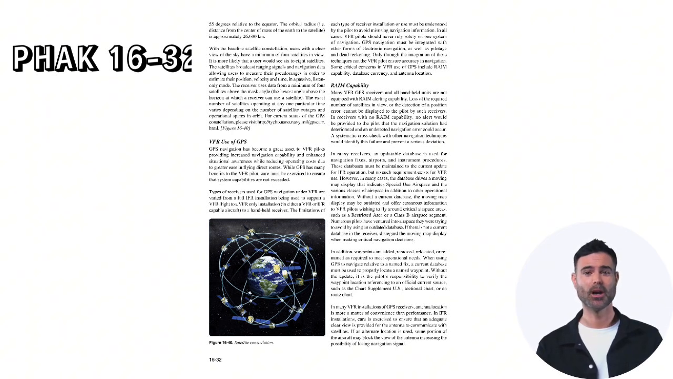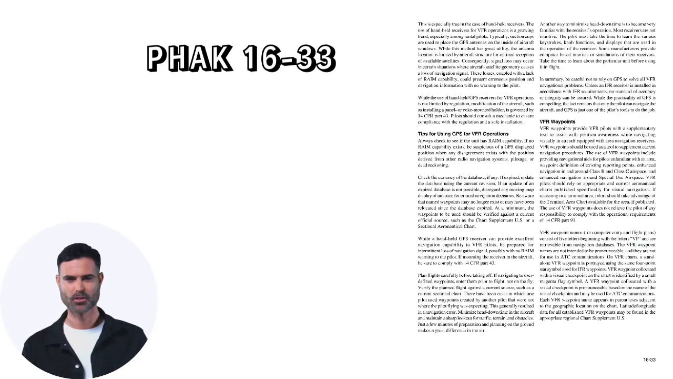In many VFR installations of GPS receivers, antenna location is more a matter of convenience than performance. In IFR installations, care is exercised to ensure that an adequate clear view is provided for the antenna to communicate with satellites. If an alternate location is used, some portion of the aircraft may block the view of the antenna, increasing the possibility of losing navigation signal. This is especially true in the case of handheld receivers.